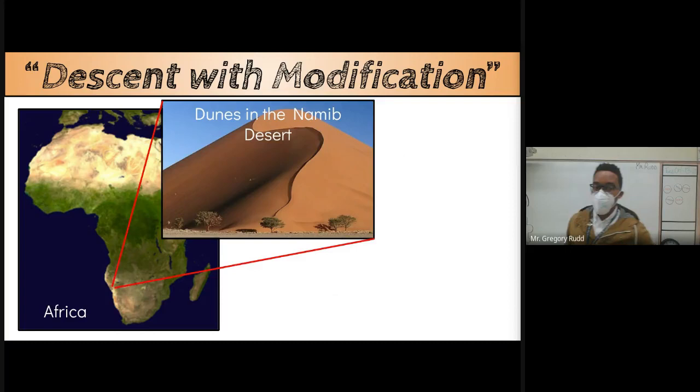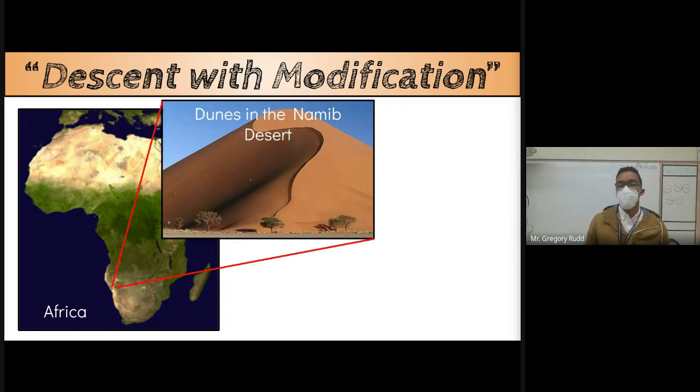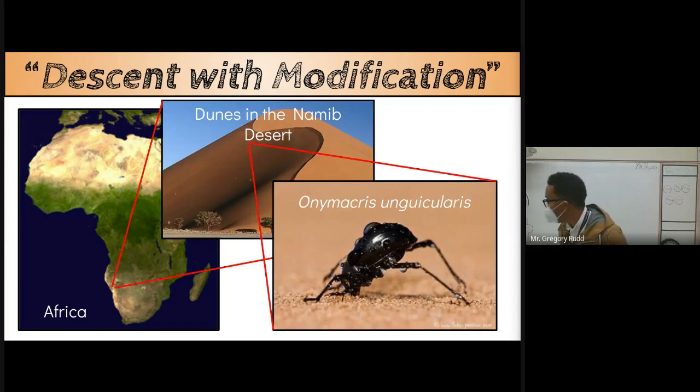Now, if you notice, Africa is pretty distinct. Now, the Namib Desert has these huge sand dunes, which are very, very tall hills of sand. And on these sand dunes, you might find this bug. It's hard for you guys to see. That's probably a little better. All right, so this is an interesting bug. I'm not going to try to pronounce its scientific name, but there's the scientific name right there.